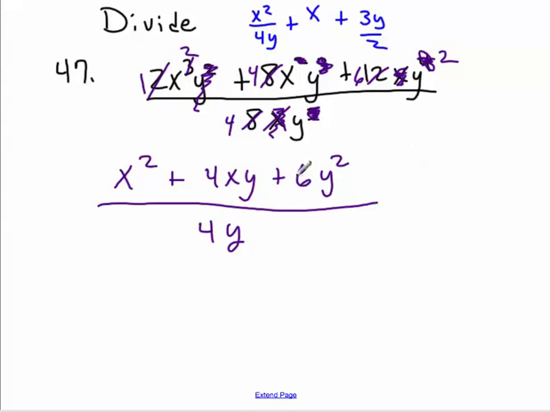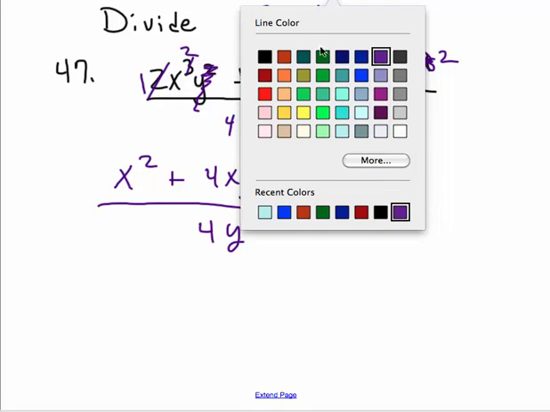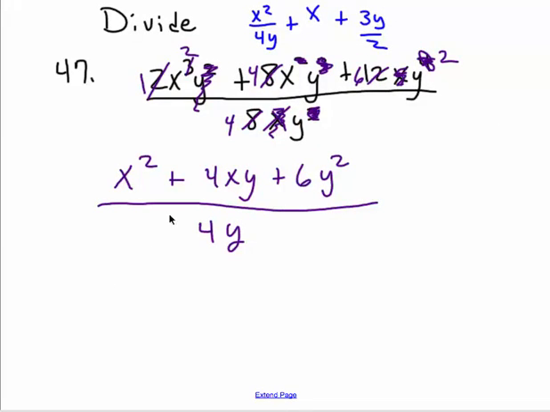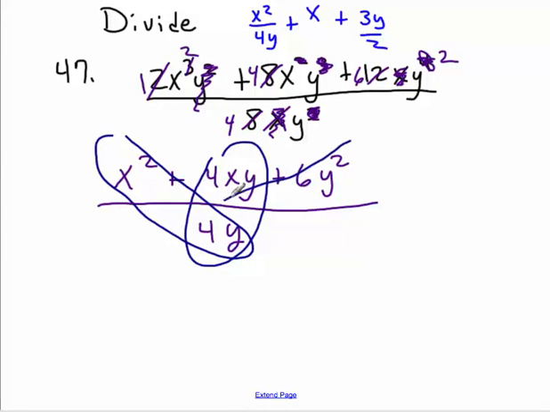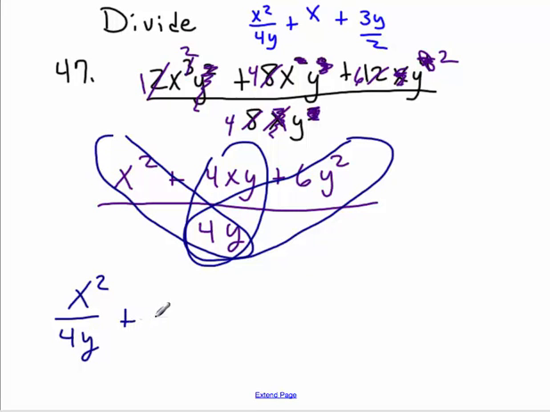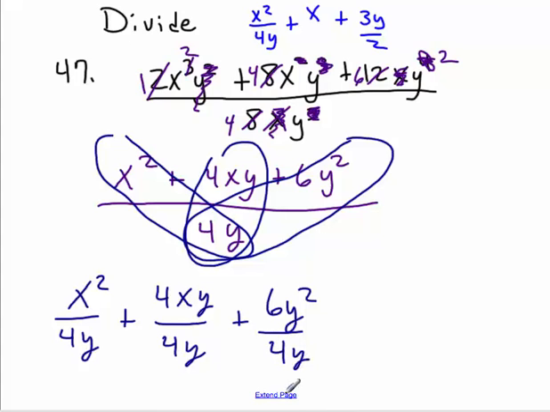Okay, so when you have multiple terms in the numerator and the same denominator, you can rewrite this legally, and it is all individual fractions, right? You can write this as a fraction, you can write this as a fraction, and you can write this as a fraction. So you can write x squared over 4y plus 4xy over 4y plus 6y squared over 4y. You're just splitting it up.